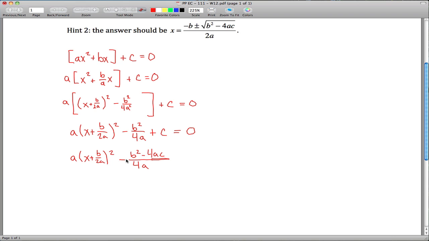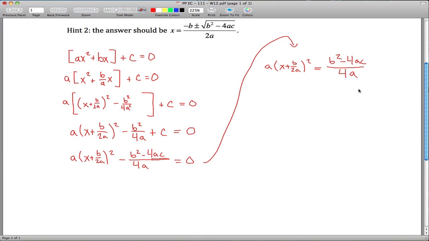If that minus threw you off, it's because we're subtracting all these things. Think about it: if you distributed this minus sign through, you get negative b squared and plus 4ac. So there's the negative b squared and the plus c, and we get the common denominator. Anyways, that equals 0. From here we're in pretty good shape. You can already see part of the answer in here. Add all this mess to the other side, and you get a times x plus b over 2a squared is equal to b squared minus 4ac all over 4a.